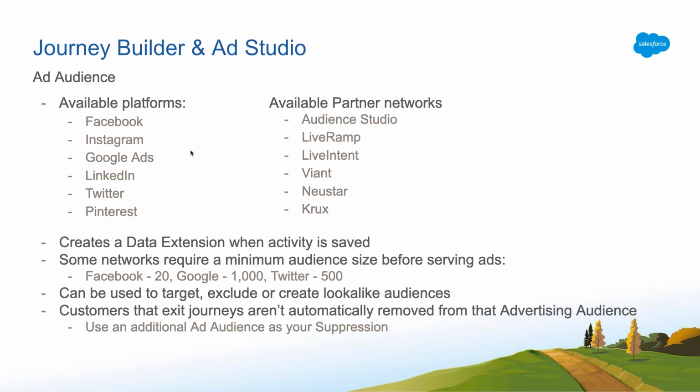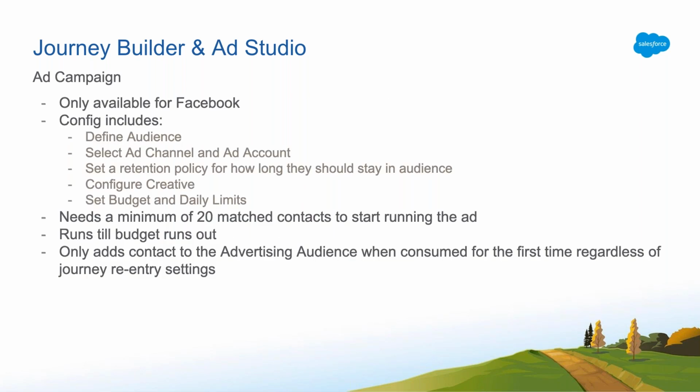The other type of activity that Journey Builder has that's part of Ad Studio is Ad Campaign. Now, Ad Campaign is only available for Facebook, and it has a few quirks to note. When you go into config, you can define your audience, select your ad, and we'll go through all of this when we actually demo it. But one thing to note, it will need a minimum of 20 matched contacts before it will start running the ad in Facebook. The ad will run until your budget runs out.